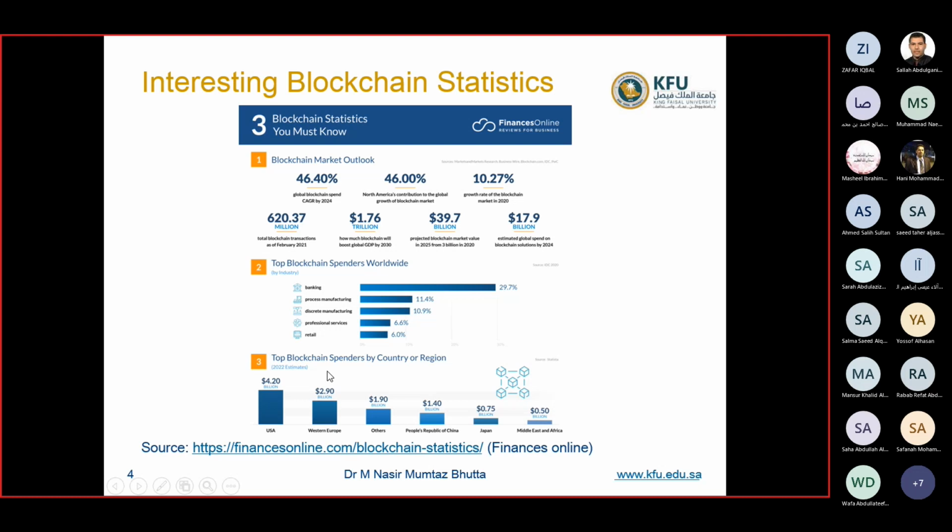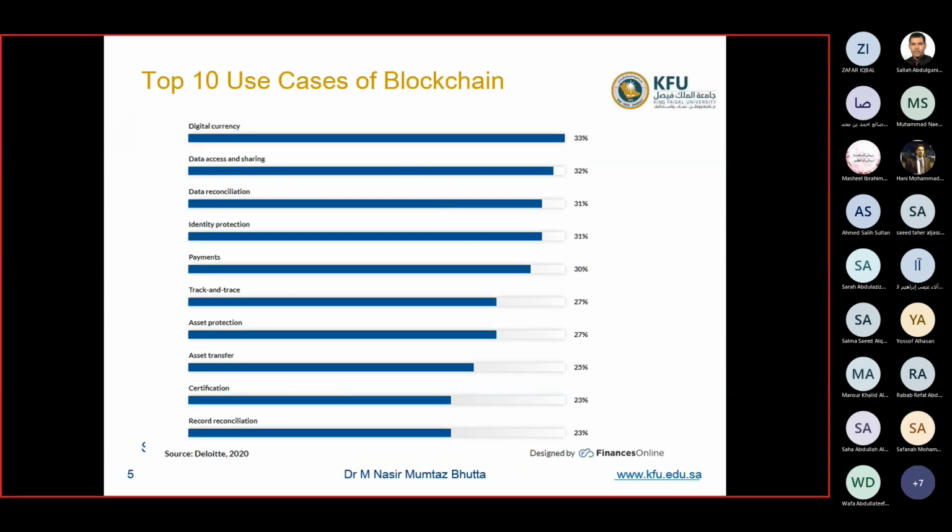And here are some statistics which show the spending by region. At the top is the US, with around $4.2 billion spending on blockchain, and the least one at the moment is the Middle East and Africa. Then there is Western Europe, which is going with blockchain, and Japan is also getting into it. But the interesting fact is that it is estimated that China will lead in the coming years. It will be the country with the maximum utilization of blockchain.